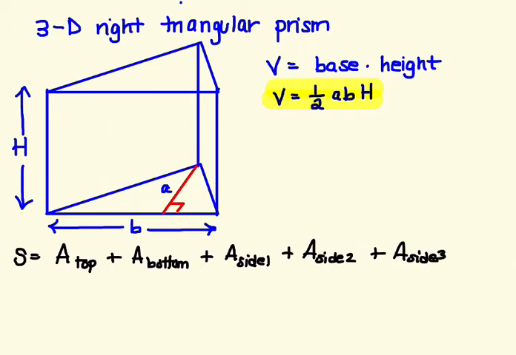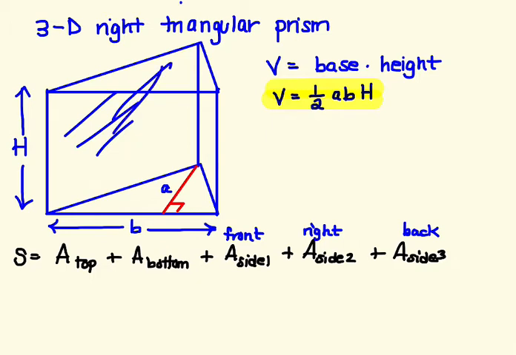So let's go back to blue. I guess we could say that side 1 is the front. So side 1 is the very front. Side 2 can be the right side, and side 3 could be the back, the part that's really the back. Right, so the back is like back here. So it's back there.